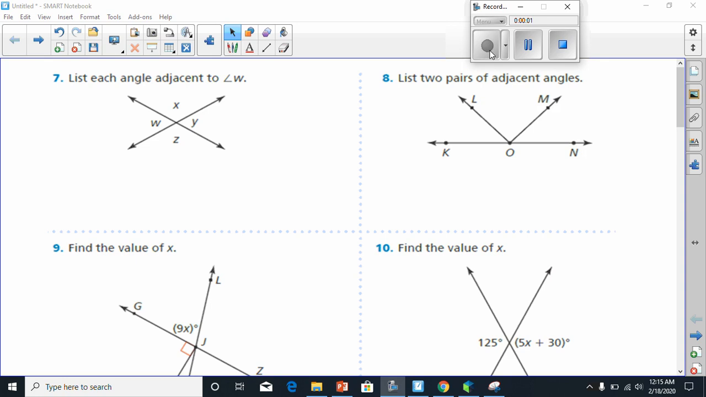Everybody. Today we're going to be doing solving problems with angle relationships. I will be doing the odd, you got the even.